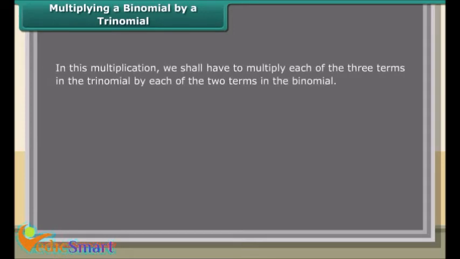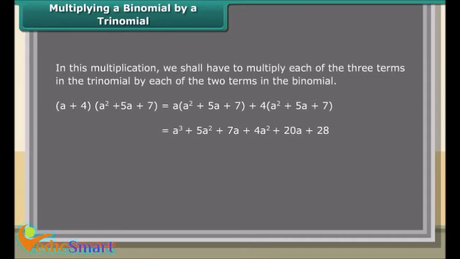Multiplying a binomial by a trinomial. In this multiplication, we shall have to multiply each of the 3 terms in the trinomial by each of the 2 terms in the binomial. (a plus 4) into (a square plus 5a plus 7) is equal to a into (a square plus 5a plus 7) plus 4 into (a square plus 5a plus 7), which is equal to a cube plus 5a square plus 7a plus 4a square plus 20a plus 28, which equals a cube plus 9a square plus 27a plus 28.